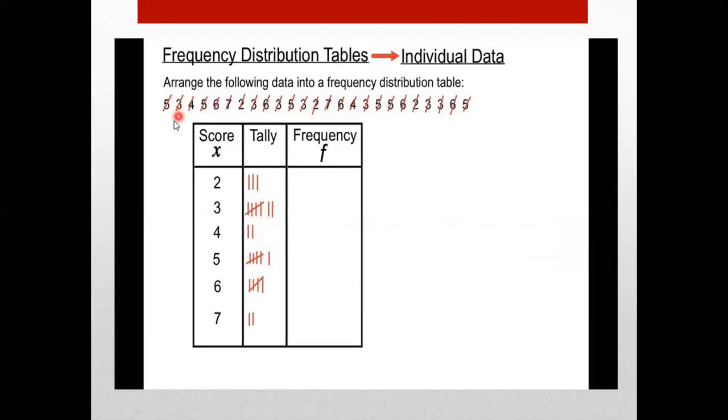So here you can see you have written the score, and you are arranging it in increasing order. From this data, 2 is the minimum score your team has scored, so the minimum score will come first, and then you will arrange in ascending order: 3, 4, 5, 6, and 7 is the maximum score. So you will arrange from the minimum till the maximum in increasing order.